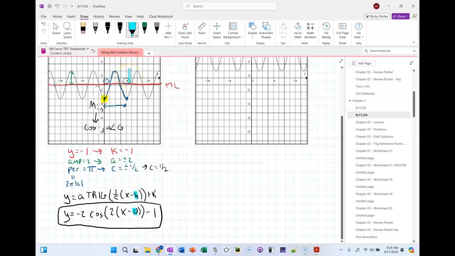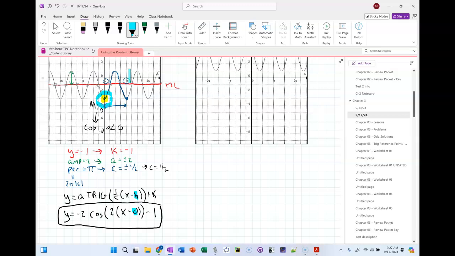Now, the reason I know I can use no h, again, is because at x equals 0, I had either a midline point, a maximum, or a minimum. If one of those things is going on at 0, I don't need an h. The h is going to tell us the shift left or right. Everybody's okay with that idea?